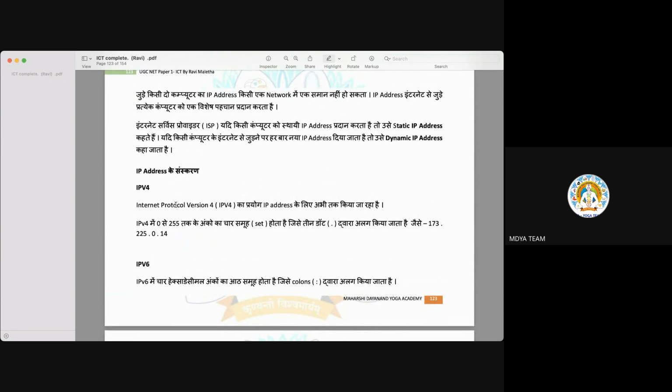IPv4 is the most generally used IP address, and it is written like this: 173.225, some three-digit number dot some three-digit number, like that. That means here they are having four sets of octal numbers with three dots.